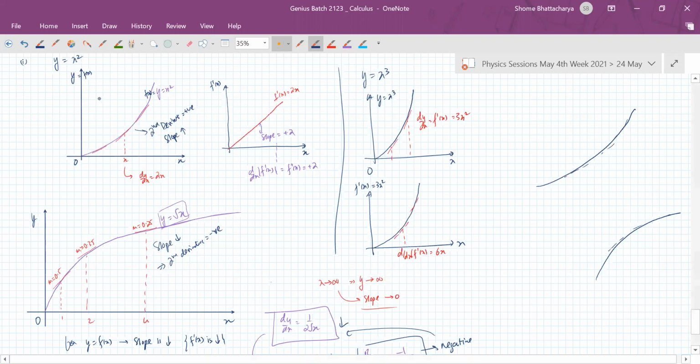So in both the graphs, y is equal to x square as well as y is equal to root x, the derivative is positive. So you can see y is increasing with x. But in one of them, the slope is increasing. In the other one, the slope is decreasing. So that is why in the one where the slope is increasing, the second derivative is positive. In the one where the slope is decreasing, the second derivative is negative.